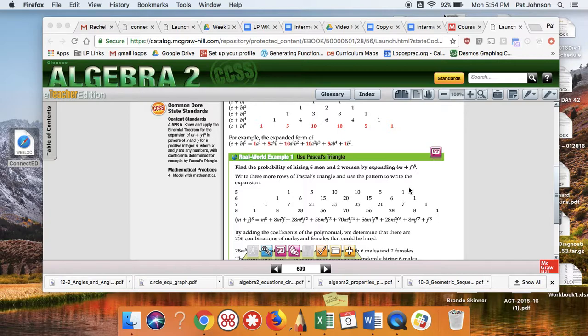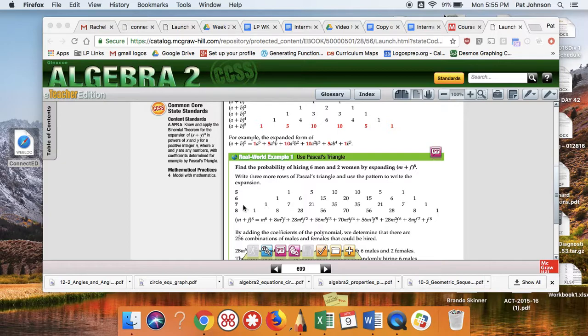So basically they're telling us to use Pascal's triangle. They give us a word problem. It says, find the probability of hiring 6 men and 2 women by expanding the formula m plus f to the 8th power. So we've already got what Pascal's triangle is to the 5th. So we just add 3 more rows. 1 plus 5 is 6, 5 plus 10 is 15, 10 plus 10 is 20, 10 plus 5 is 15, 5 plus 1 is 6, you add the 2 1s. So that's to the 6th power.